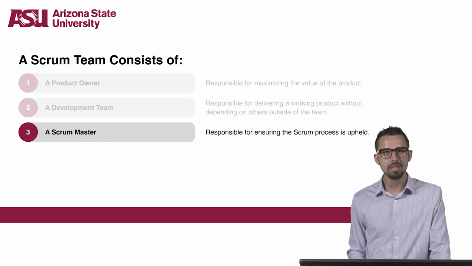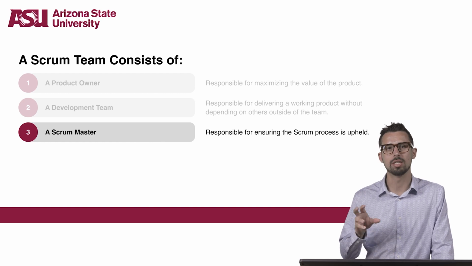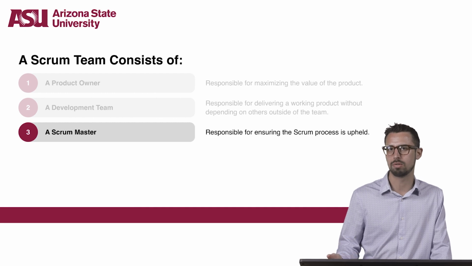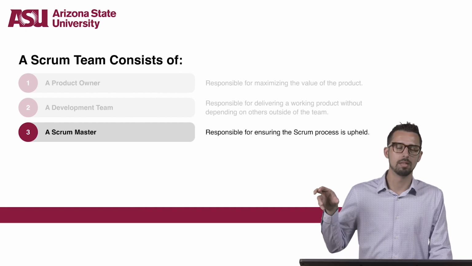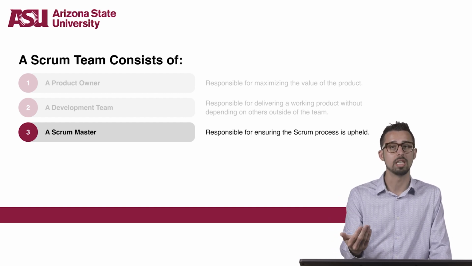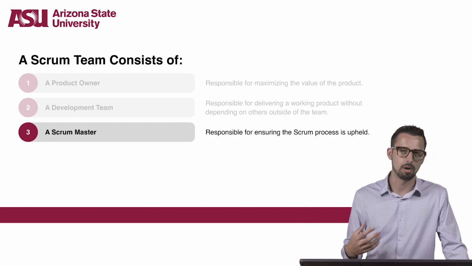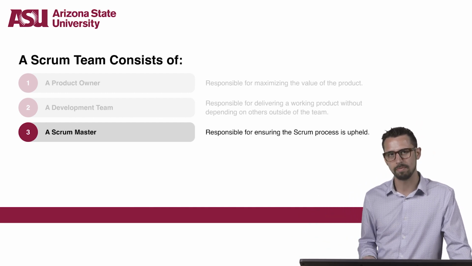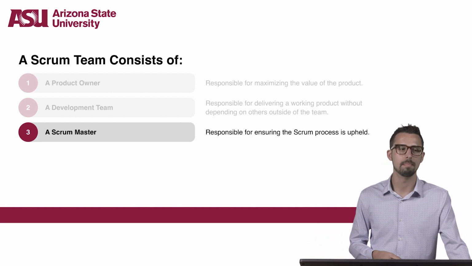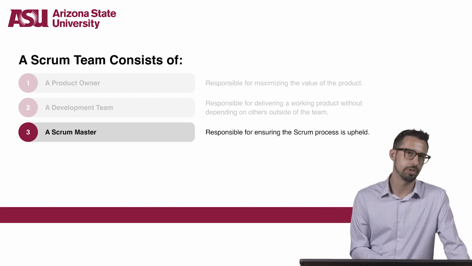And lastly, the Scrum Master is responsible for ensuring the Scrum process is upheld and works to ensure the Scrum team adheres to the practices and rules, as well as coaches the team on removing any impediments that come along the way. Oftentimes, the Scrum Master has a little bit of a project management background, maybe more so than a product owner might have. And really, they are focused on improvement more than anything else.